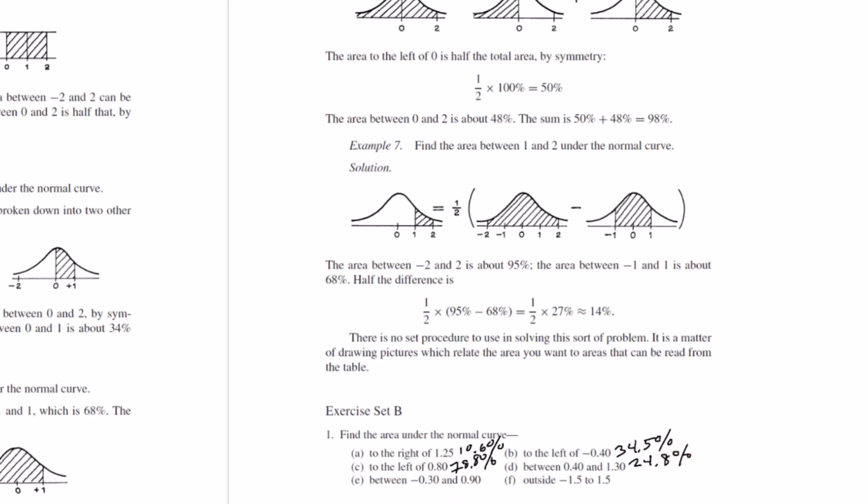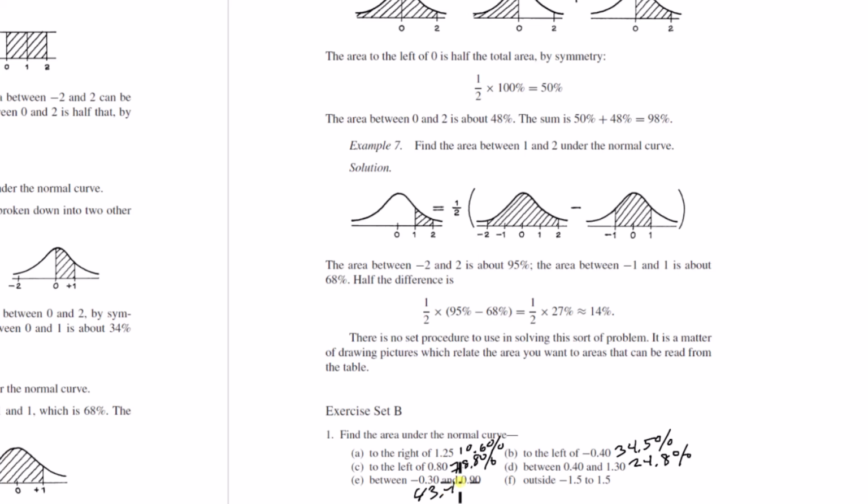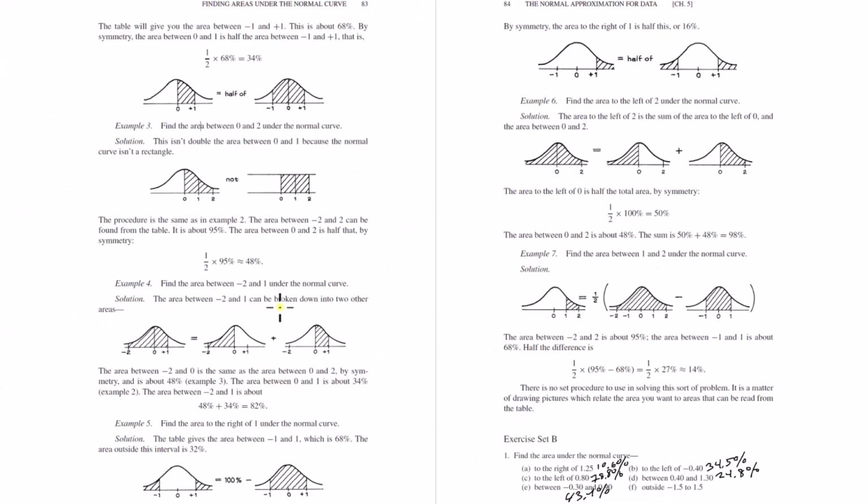Between minus 0.3 and 0.9. 43.4%. Outside minus 1.5 to 1.5. Okay, so what they're saying is, this is 0, let's say this is 1.5, and they're saying like this. So how do you do that?